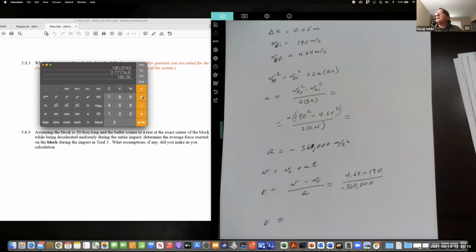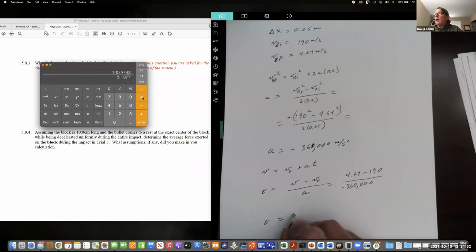Minus, times, and I'm going to multiply it by 10 to the 4. I want to see more significant figures. And it's equal to 5.14 times 10 to the minus 4 seconds, or 0.5 milliseconds. So that's how fast it happened.